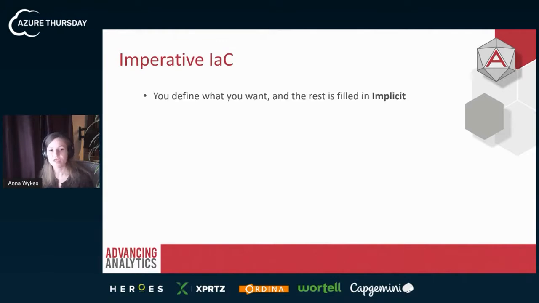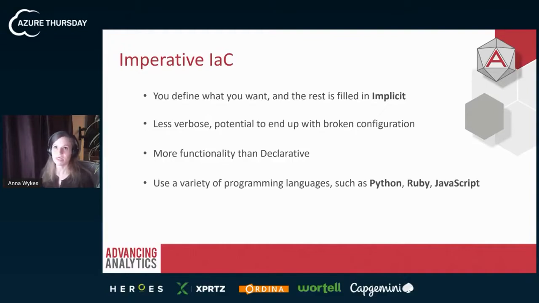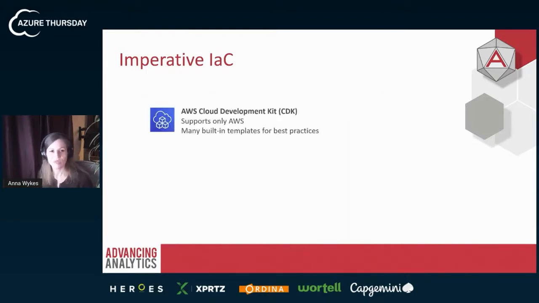Imperative infrastructure as code, you define what you want, and the rest of it is filled in. So it's implicit. It's less verbose, with potential to end up with broken code, broken configuration. It can be less robust depending on who's using it. But it does have more functionality than declarative, and it uses a variety of programming languages such as Python, Ruby, and JavaScript. So essentially, programmers love imperative infrastructure as code because they can use their programming language of choice. Examples there would be the AWS Cloud Development Kit and Pulumi, which we mentioned before.